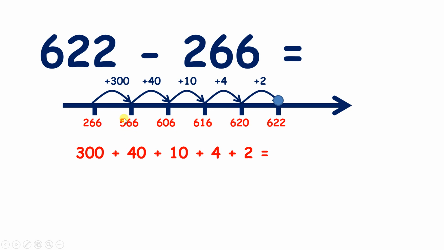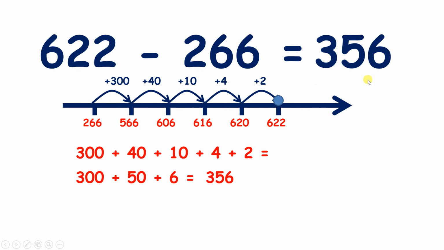So we added 300, 40, 10, 4 and 2. 40 plus 10 is 50, and 4 plus 2 is 6. So we added a total of 356. So that's our answer.